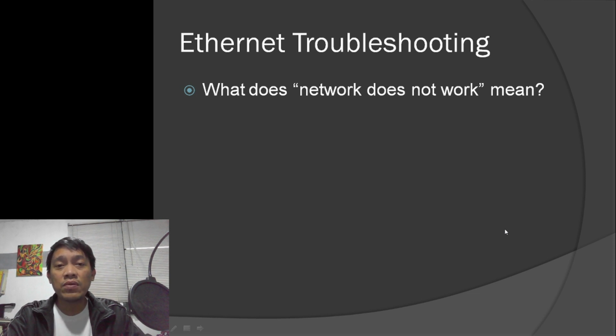Always remember that when we say there's no network, there are a lot of questions that we have to consider. What does "network does not work" mean? Ibig sabihin nun, you have to consider kung ano ba talaga yung wala, yung hindi nila ma-access over the network. What is the specific service that an end user cannot get from the network facility or resource? So as an IT help desk, you have to consider asking what the specific service is which is inaccessible over the network.